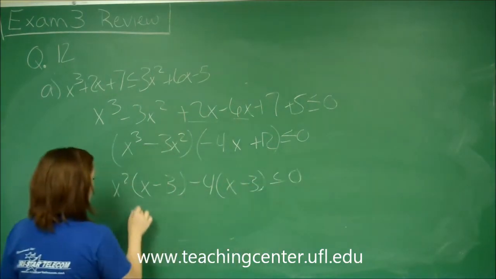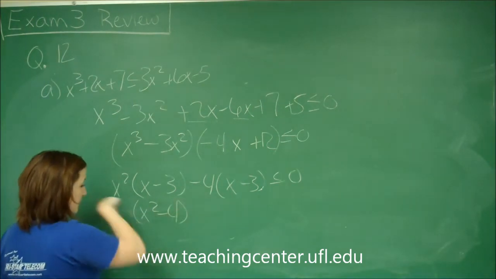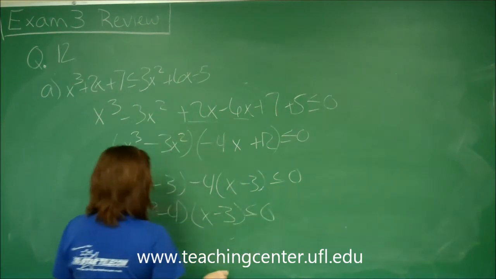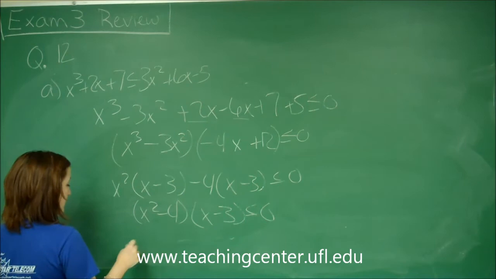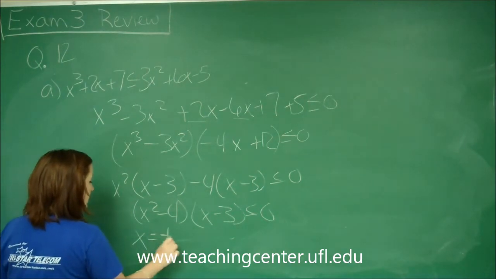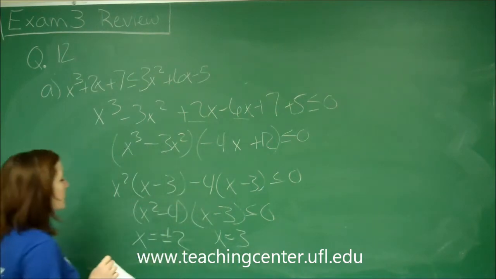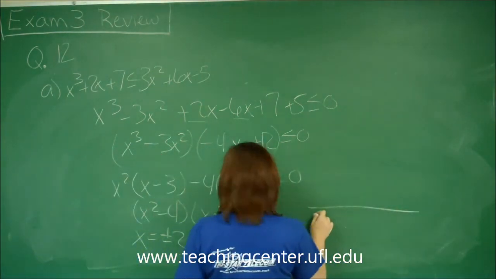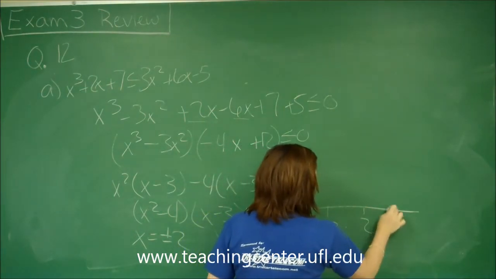And so now I have x squared minus 4 times x minus 3 is less than or equal to 0. So this can be factored into, well, we can set it equal to 0, and we get x is equal to plus or minus 2, and then x is equal to 3. And so again, we're going to try this on a number line. So we've got negative 2, positive 2, and 3.